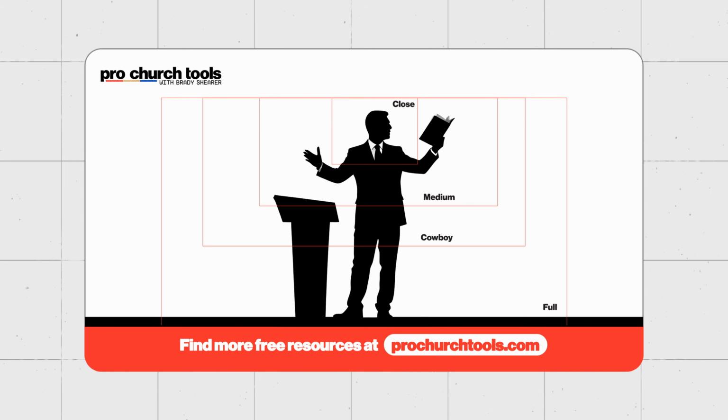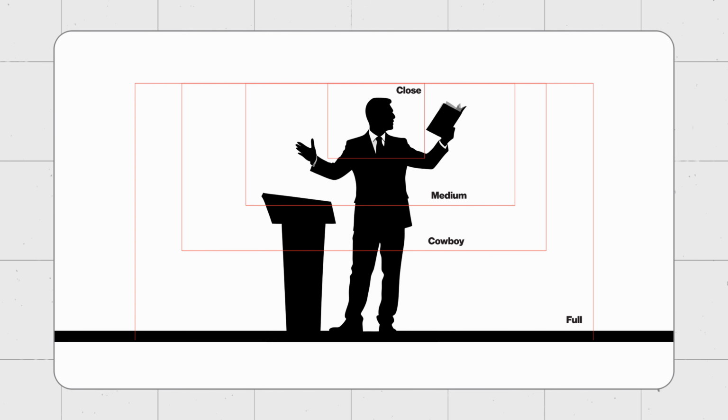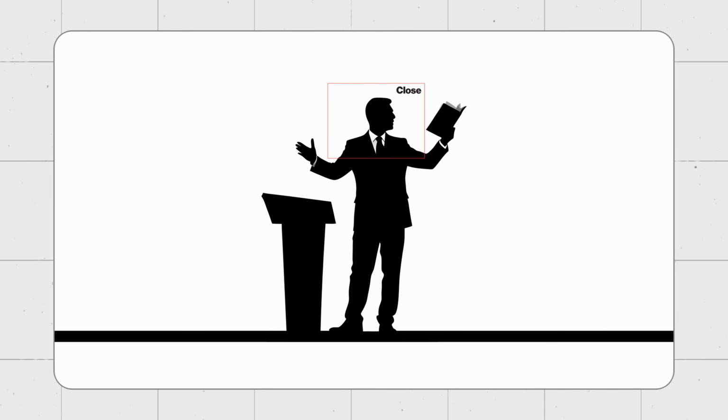So the first thing that I have for you is a downloadable cheat sheet. You're seeing it on the screen right now. It's linked in the description, and this is going to be tremendously useful for training volunteers and establishing shared language that we can use going forward. Simply put, there are 4 shot sizes that we're going to be using. There's close, medium, cowboy, and full.